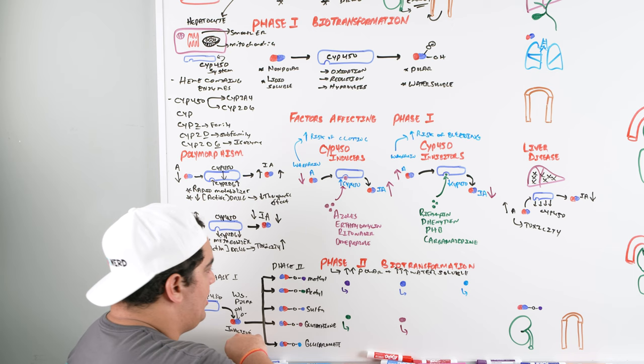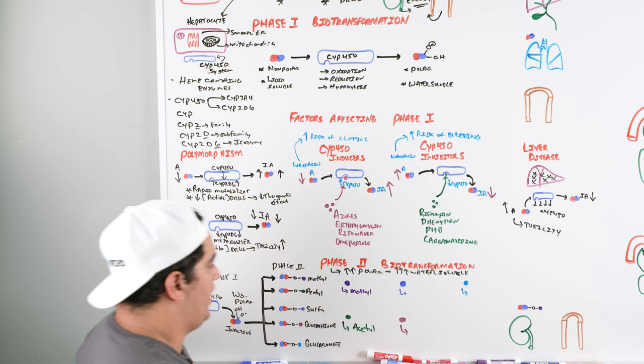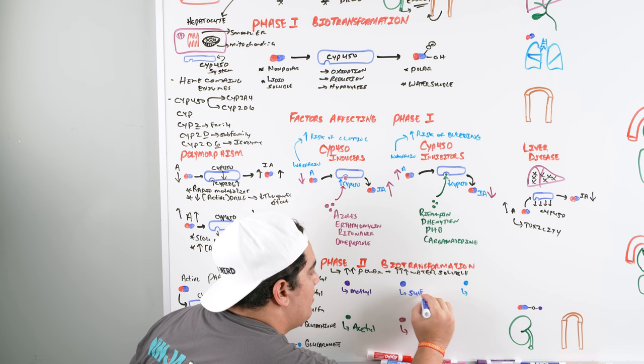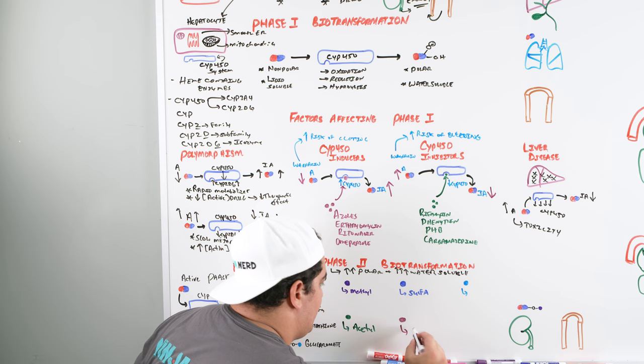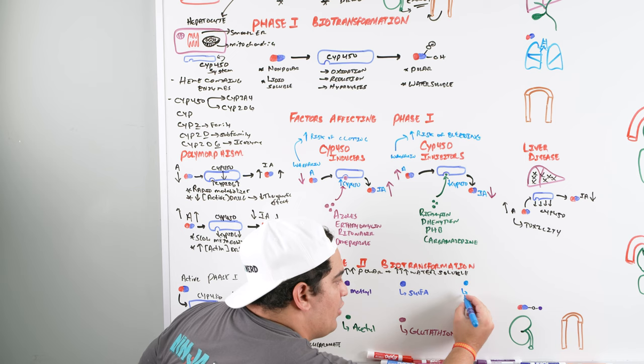So we have this purple one. This would be a methyl group, right? We said that one, so we would have a methyl transferase. We would have an acetyl group, so you would have some type of acetyl transferase. You would have a blue one, which would be the sulfa group. That would give you some type of sulfa transferase. You have some type of glutathione transferase, so there is a glutathione molecule that you're adding on. Again, these are super polar molecules. And then the last one, which is my favorite, the glucuronate molecule, for which you can have some type of glucuronosyl transferase enzyme.